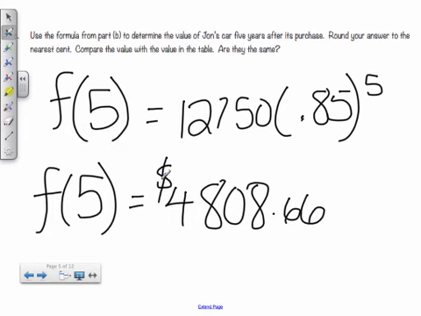So remember, we can use the formula to get this answer instead of repeatedly doing this problem where you multiply by 0.85 over and over again. Compare the value with the value in the table. Are they the same? Yes, they are the same.